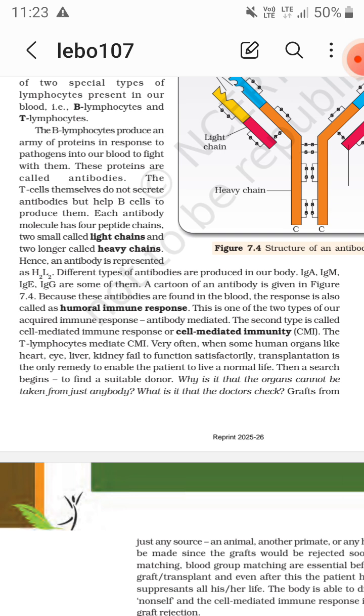Very often when some human organs like the eye, heart, liver, or kidney fail to function satisfactorily, transplantation is the only remedy to enable the patient to live a normal life.